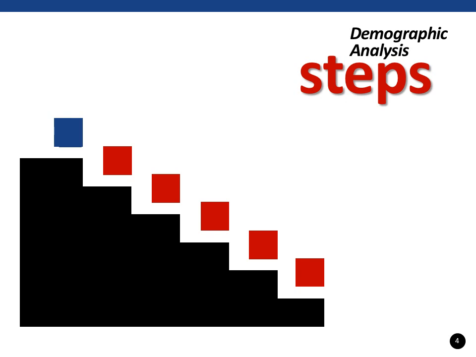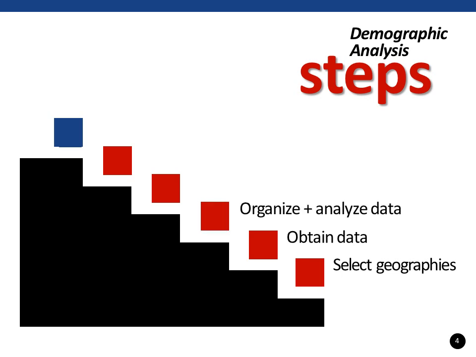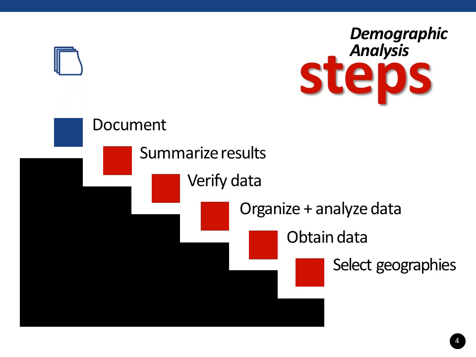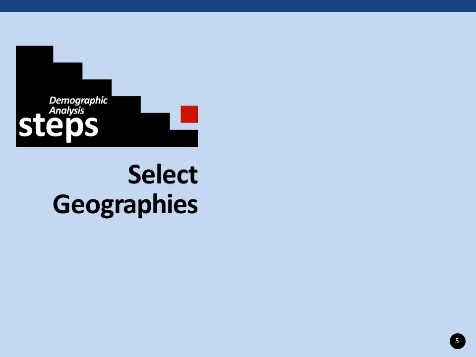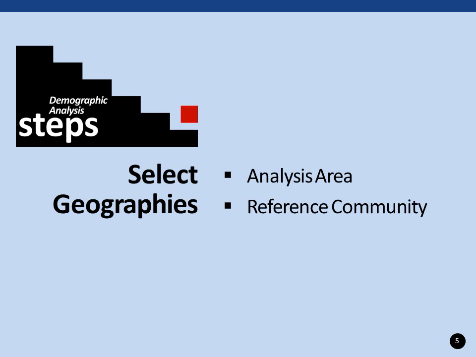Performing a demographic analysis includes 6 steps: selecting census geographies that conform to our preliminary analysis area, obtaining demographic data, organizing and analyzing the data, verifying the data, summarizing the findings, and documenting what we have learned to inform the project evaluation and decision-making. In the first step, we determine the geographic focus of the analysis. The analysis area should encompass the area where there is potential for negative effects on communities as a result of the project. The analysis also examines the demographics of a larger reference community.